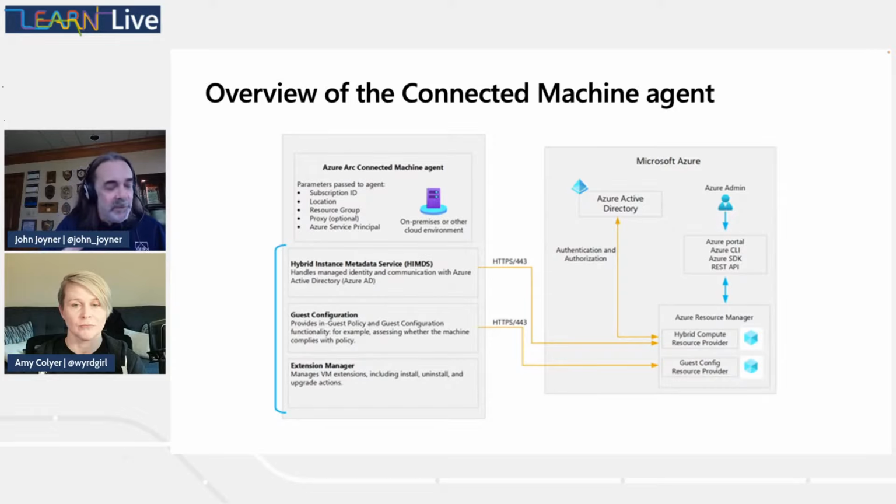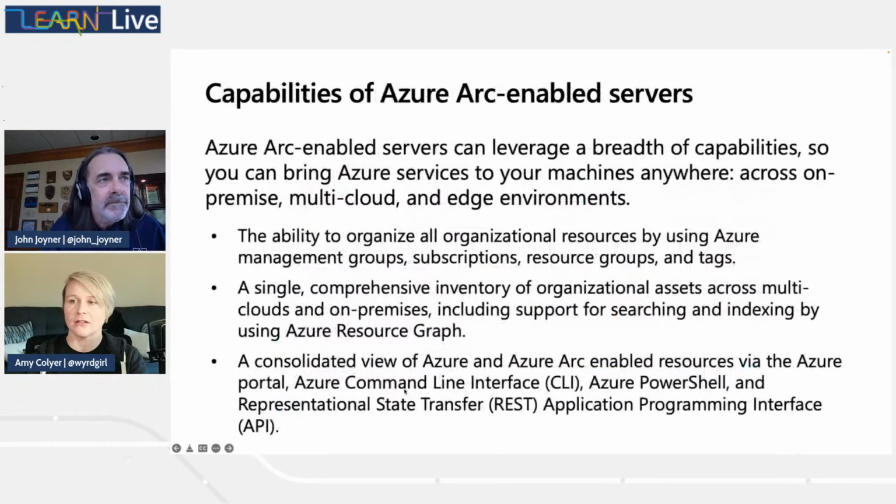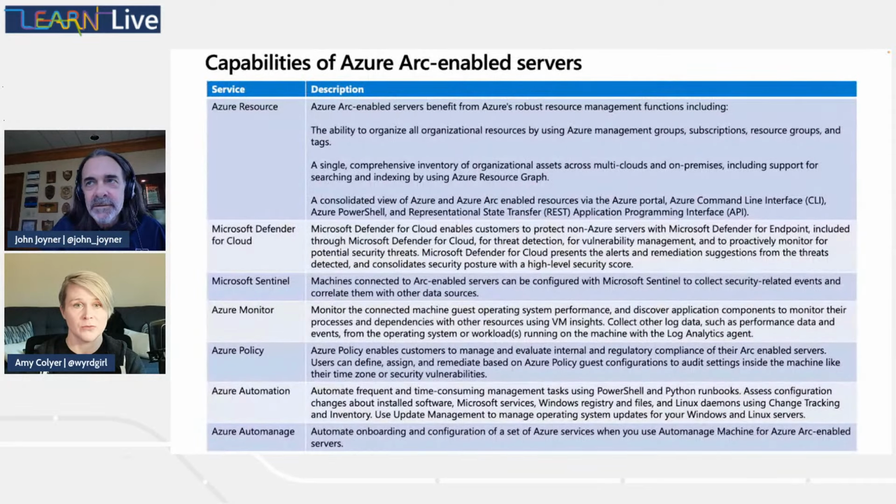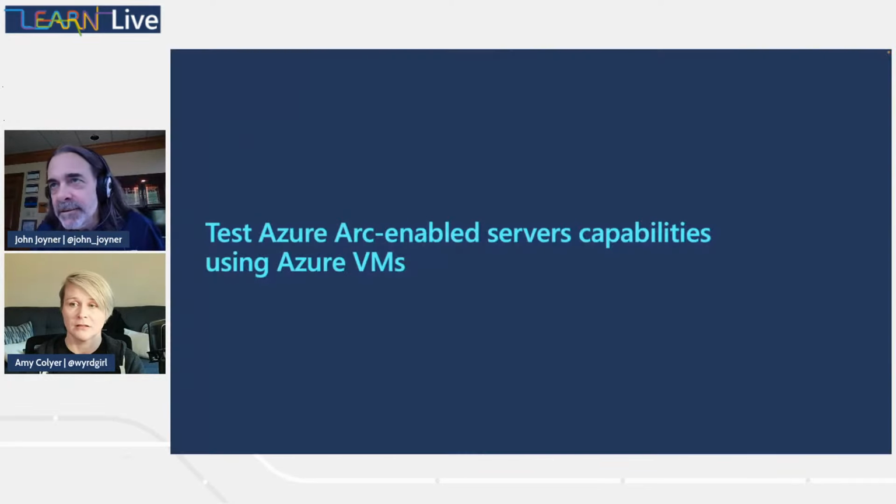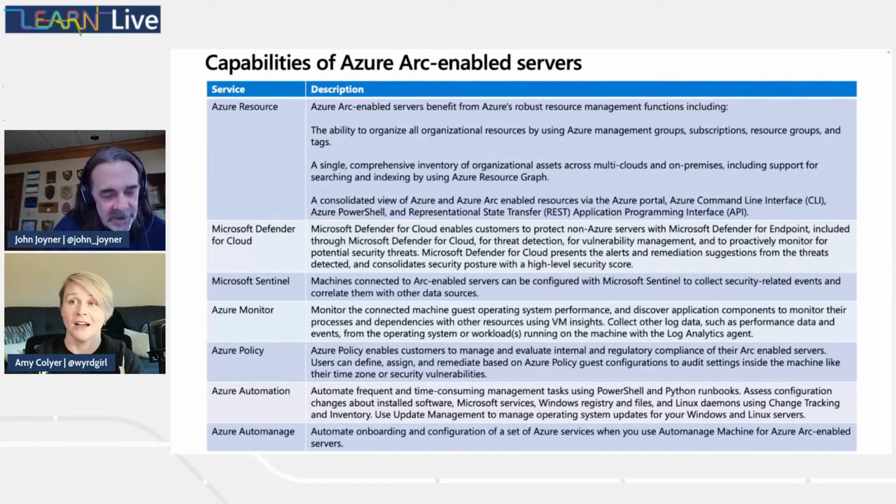That's why, don't we go into the next section? Let's go into the capabilities area. Okay. So, the capabilities, which we've mentioned a lot. The document has a table. It starts with Azure Resource and then Defender for Cloud. Is that in the slides? There we go.